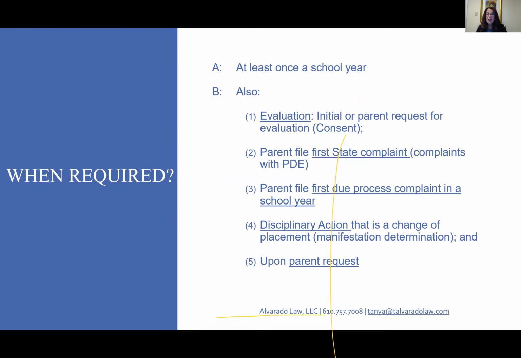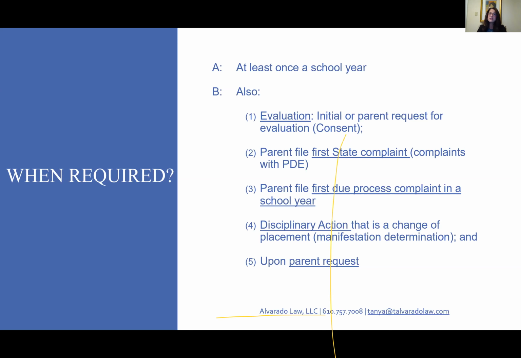Okay, when is a parent required to receive it? The point of the procedural safeguards is to make sure the parent is not in the dark about your child's education. You're trying to navigate through this process, especially if it's your first child with a disability and you're going through the special education process. You have no idea what your child's rights are, timelines, what the district is supposed to do, who is supposed to be at a meeting, and there's just a lot of information. The purpose of the procedural safeguards is to give the parents a written notice of all your rights.